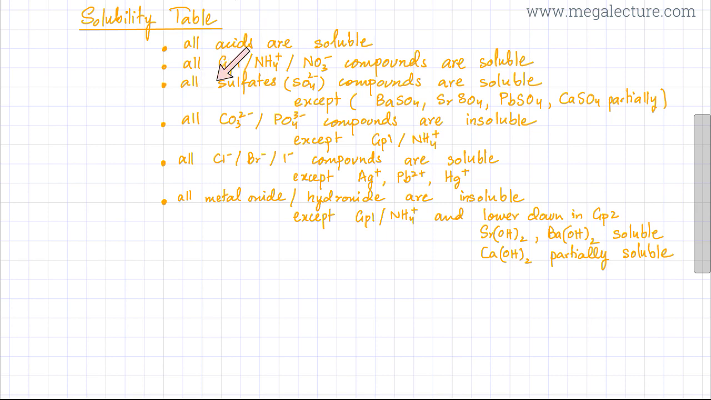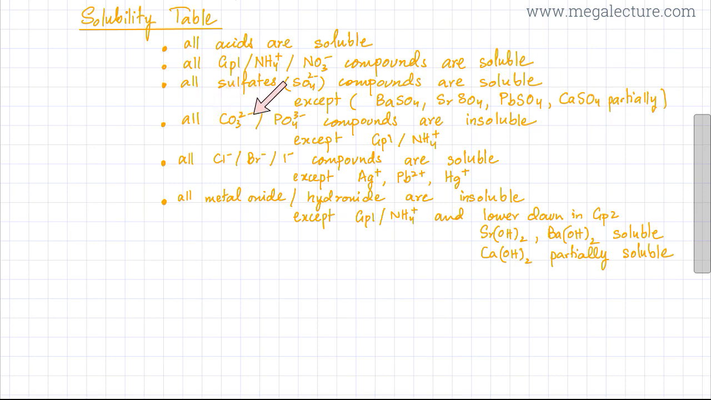The next statement is that all sulfate compounds are soluble. So any compound containing sulfate is soluble, but there are a few exceptions. Barium sulfate, SrSO4, PbSO4, and partially calcium sulfate as well, are not soluble.